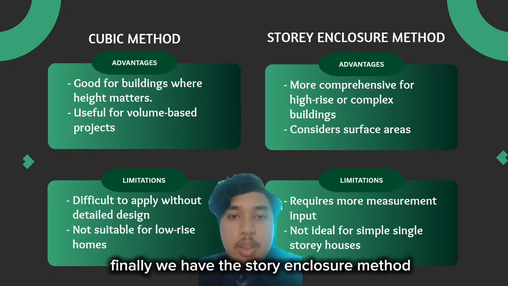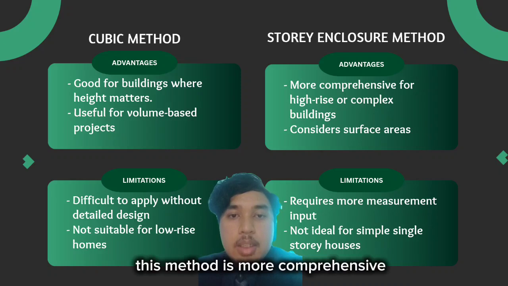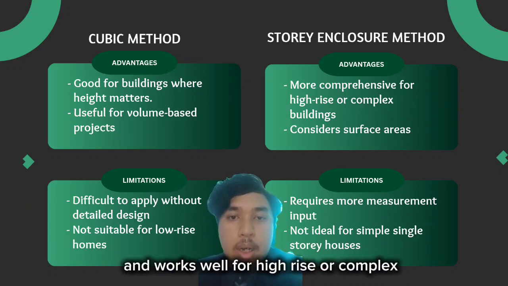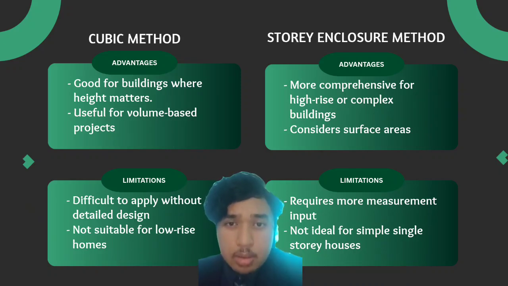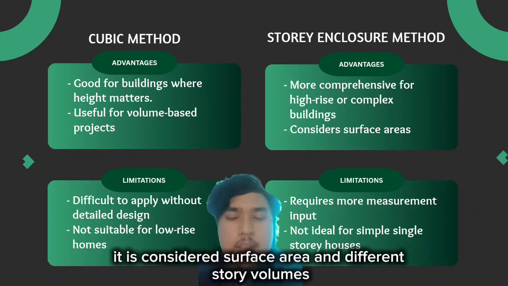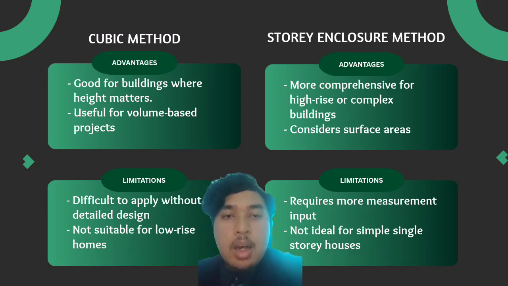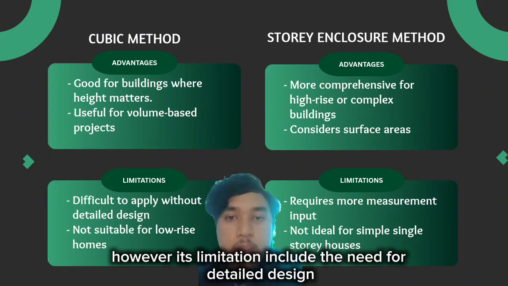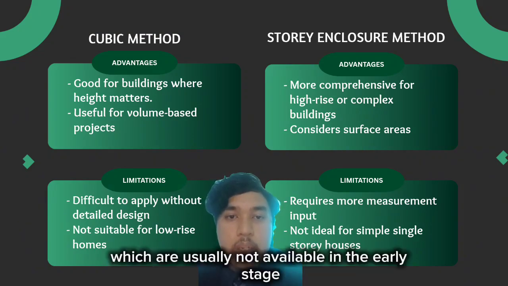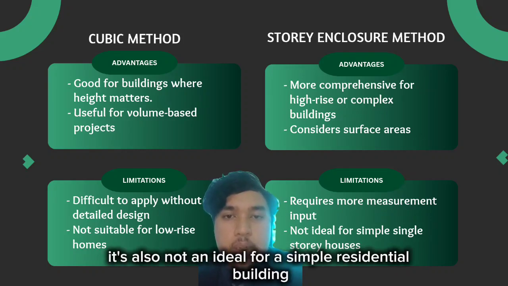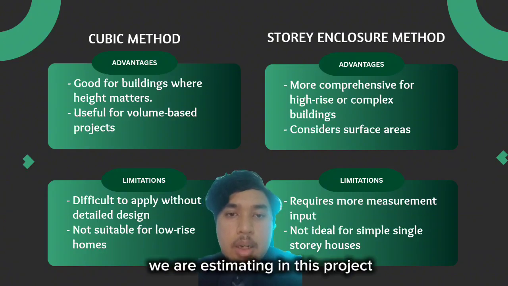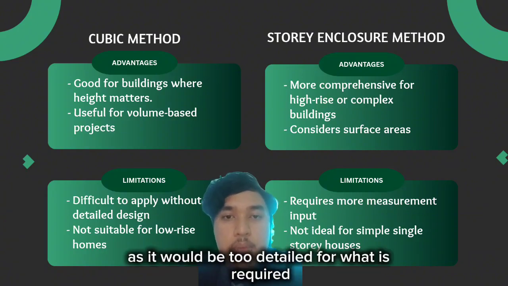Finally, we have the story enclosure method. This method is more comprehensive and works well for high-rise or complex institutional buildings. It considers surface area and different story volumes, making it more technical, precise in large-scale developments. However, its limitations include the need for detailed design data and measurements, which are usually not available in the early stage. It's also not ideal for a simple residential building like the single-story bungalow we are estimating in this project, as it would be too detailed for what is required.